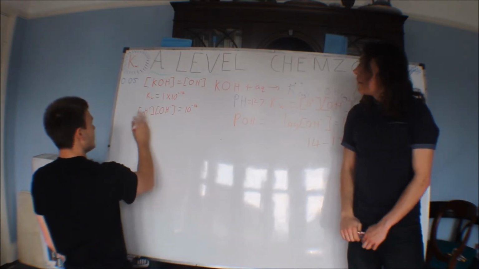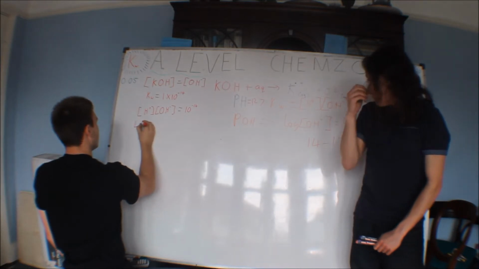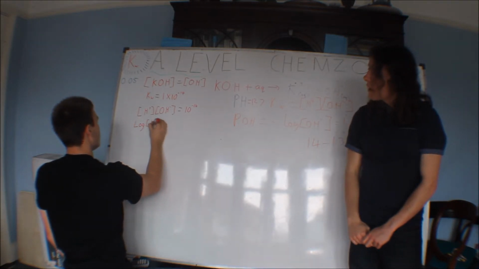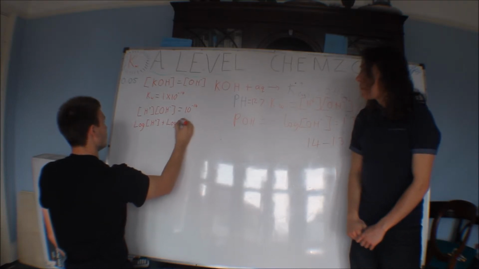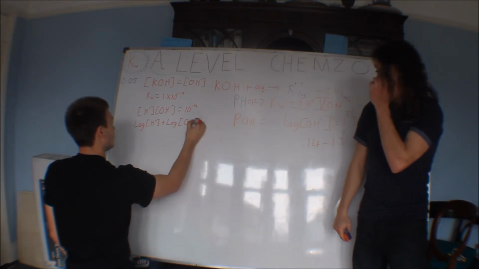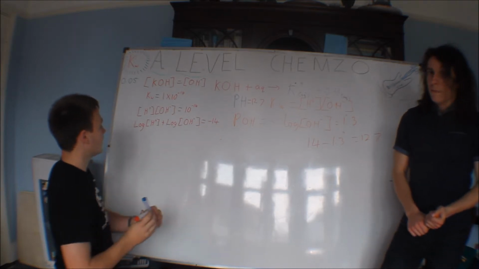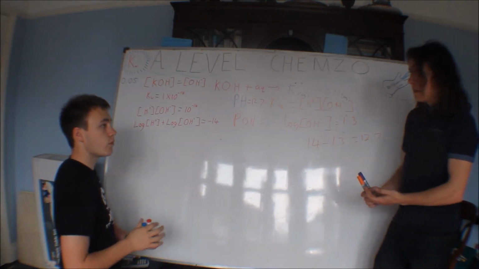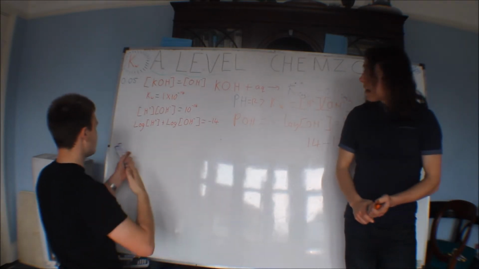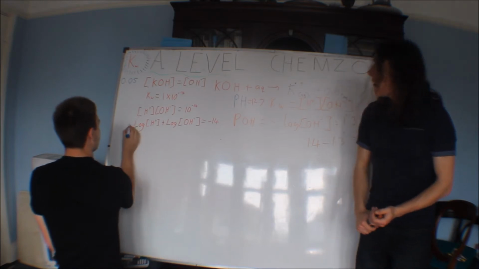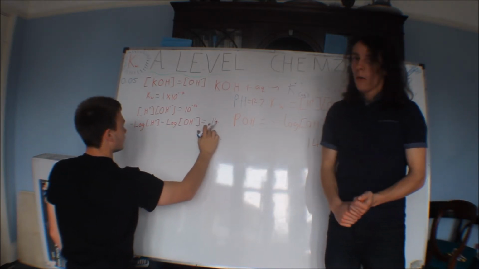Now when you take logs of products like this, it's the same as saying the log of the first thing added to the log of the second thing. So it becomes this, and it equals minus 14. We've got rid of the 10 to the power. But pHs aren't negative values, so I don't like this minus 14. So we times everything by minus 1. We get minus log of H plus, minus log of OH minus, and positive 14.